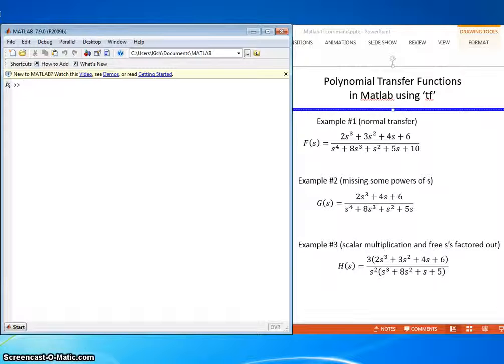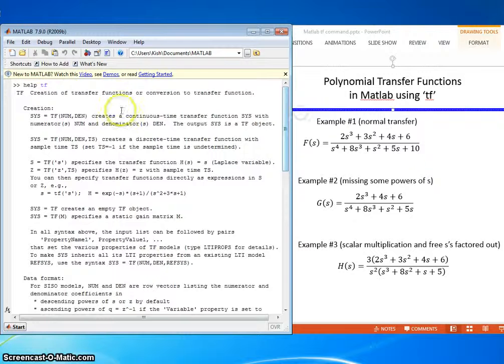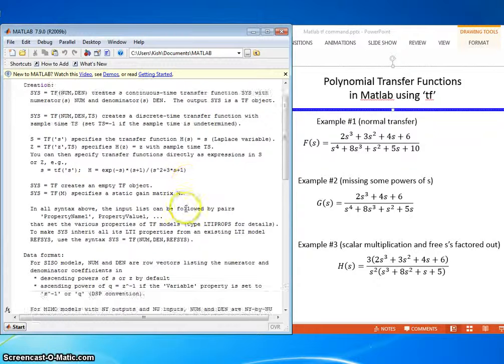Today's lesson is on building transfer functions using the TF command in Matlab. Let's start by typing help TF. So TF is creation of a transfer function or conversion to transfer functions. It outputs the transfer function: sys equals TF is the command. We need to give it a numerator polynomial and a denominator polynomial, and that's just a vector of the coefficients of each. I have three examples here. We'll go through all one by one.